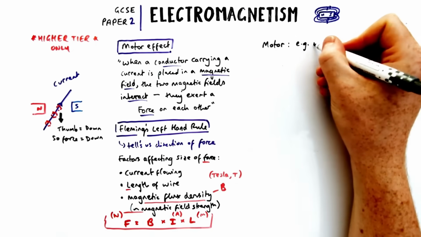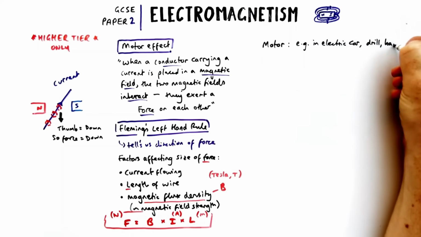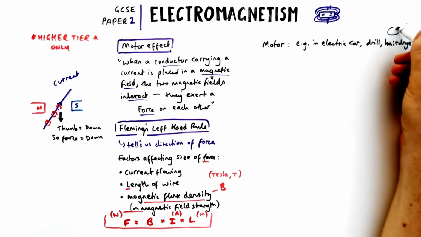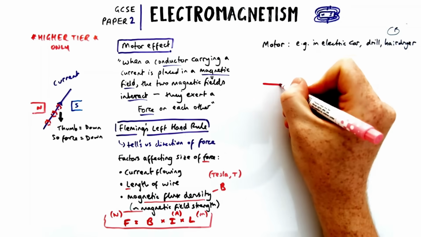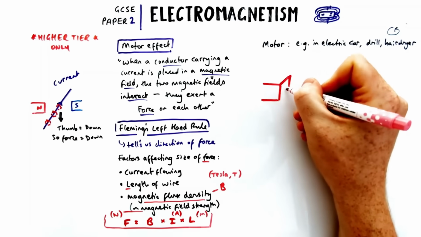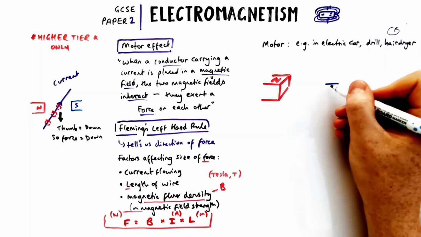Now the motor effect seems like not that useful. What's the point in making a wire jump up or down? Well, the point is we can actually make things go in circles, like you'd find in electric cars, in an electric drill, in a hairdryer, a washing machine, anything that relies on electricity to go around in a circle. So an actual motor would look a bit like this.